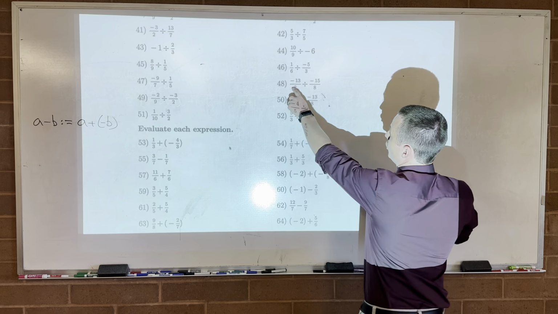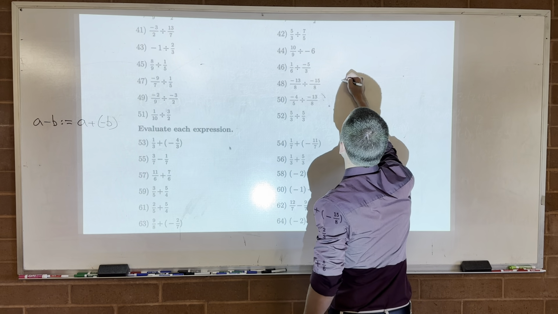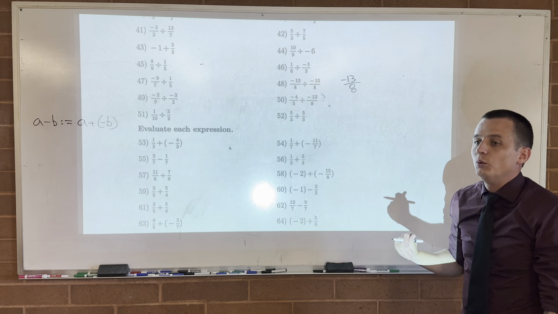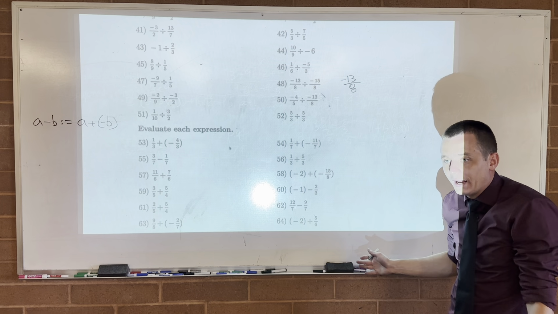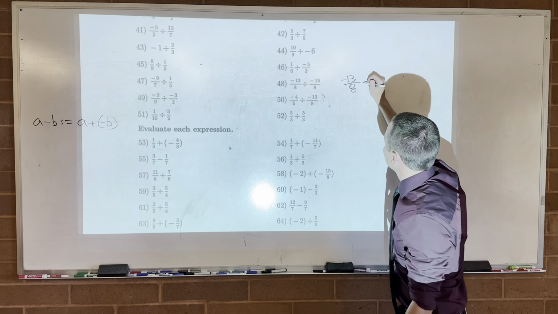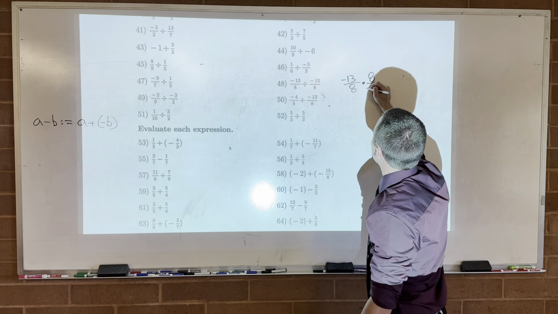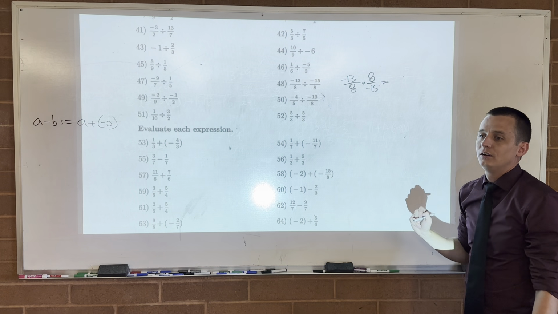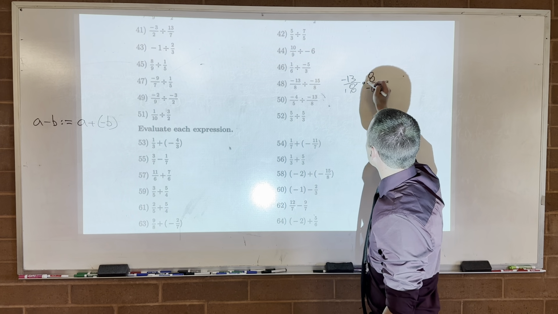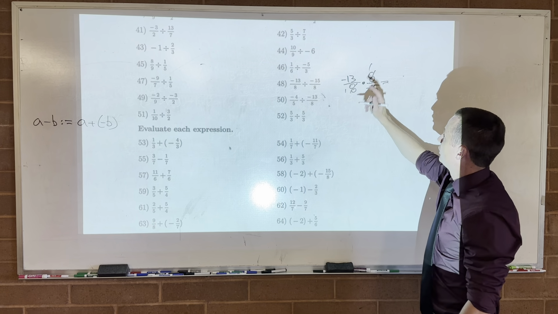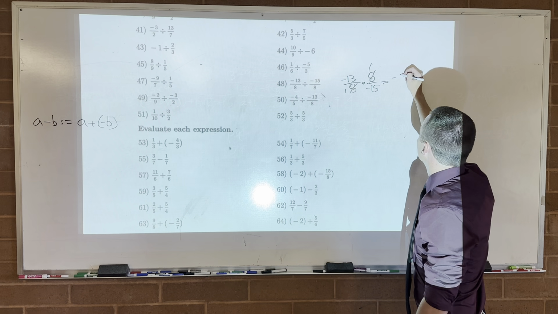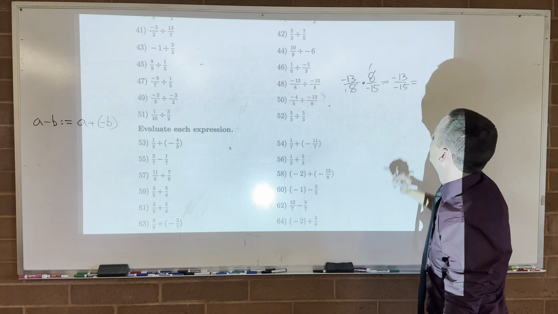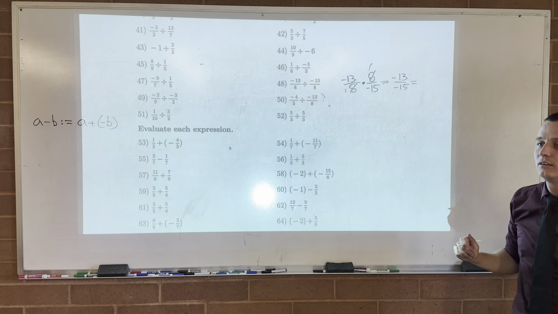So 48 here, we have negative 13 over 8, divided by negative 15 over 8. When I divide, that's the same as multiplying by the reciprocal. So this is the same thing as times 8 over negative 15, right? Now, what do we notice? We can cancel out the 8. So that leaves us with 1, that leaves us with 1. Negative 13 times 1 is? Negative 13. 1 times negative 15 is? Negative 15. Negative 13 over negative 15 is the same thing as?